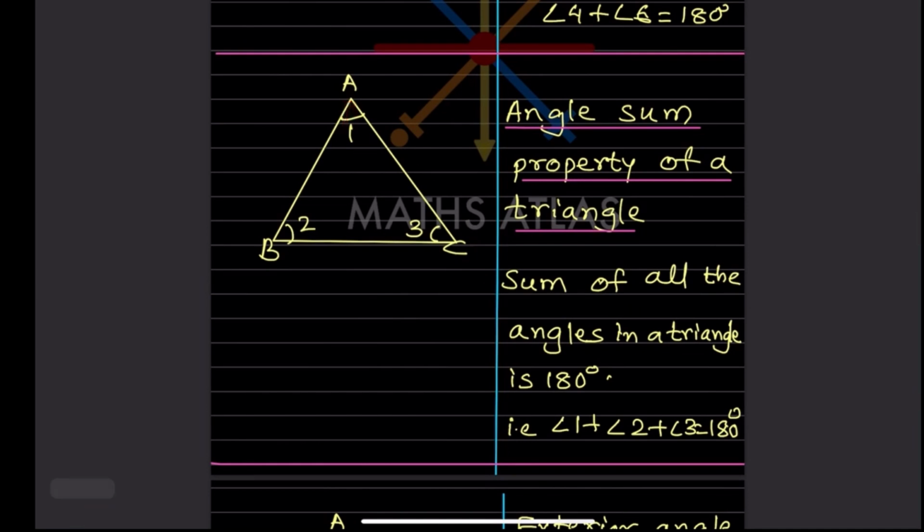Now this is a triangle, this is 1, 2, 3 we can say. We know that when you add all these three, it should be 180. So we say angle sum property of a triangle. Sum of all angles in a triangle should be 180, means angle 1 plus angle 2 plus angle 3 should be 180 degrees.